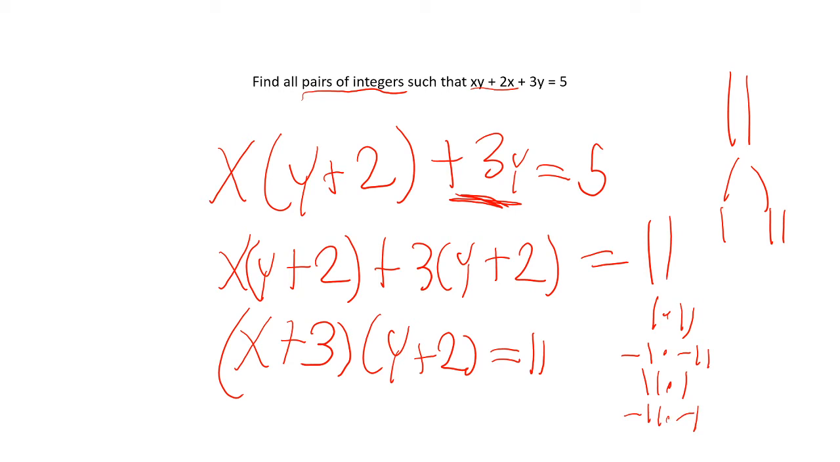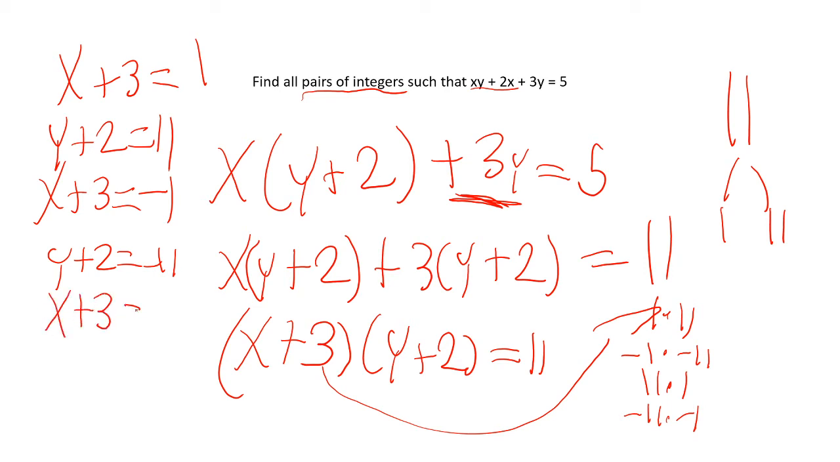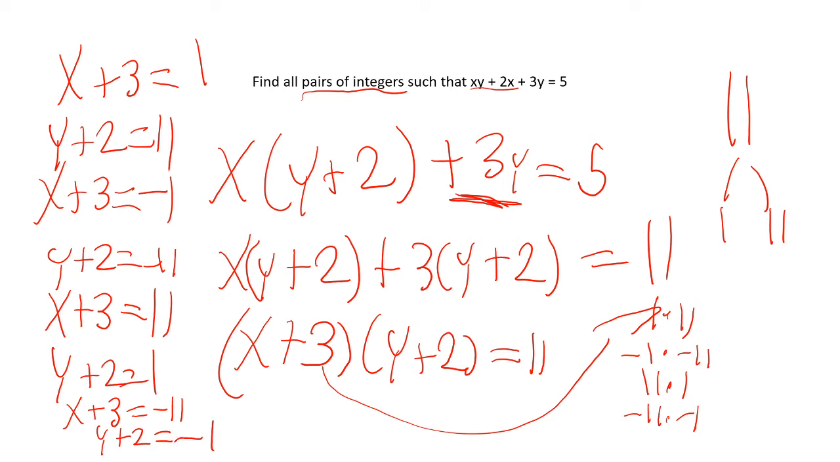Over here, we're finding all pairs of integers. So we can set x plus 3 equal to 1 and y plus 2 equals 11. And then x plus 3 equals negative 1 and y plus 2 equals negative 11. Then x plus 3 equals 11 and y plus 2 equals 1. And then x plus 3 equals negative 11 and y plus 2 equals negative 1. These are all of our cases. We've successfully broken down to a product of binomials, and now we can find all pairs of integers.